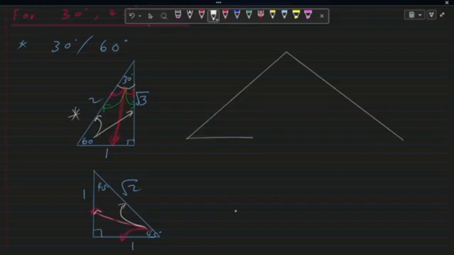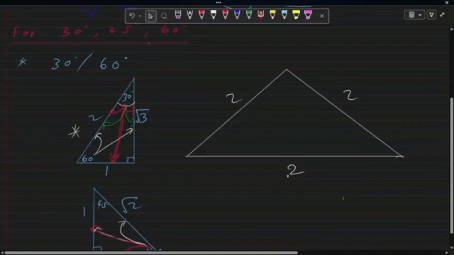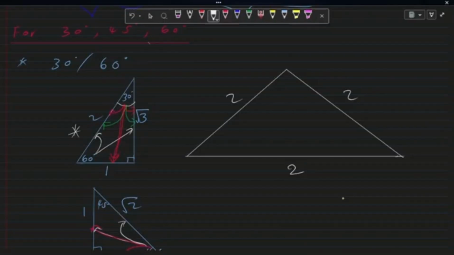to get this triangle, we start with this one. So we start from this diagram, or this triangle, which is basically an equilateral triangle, right? The triangle with all 3 sides equal to each other. So this has a length of 2, that has a length of 2, and that has a length of 2. And what we know about equilateral triangles is that all angles are the same as well.